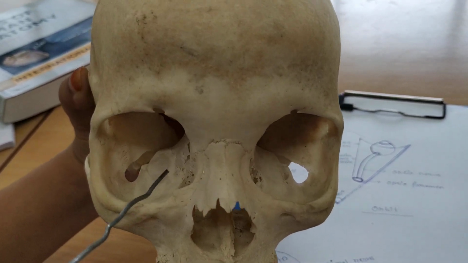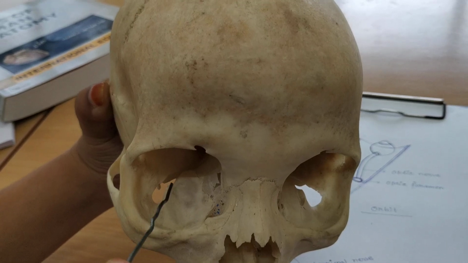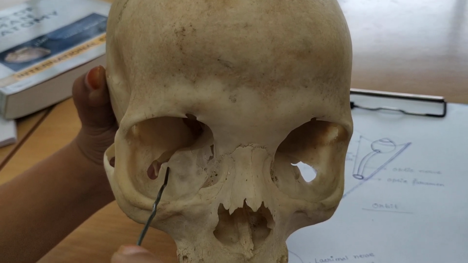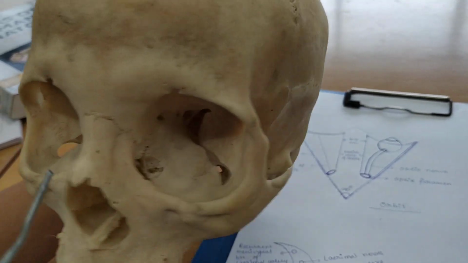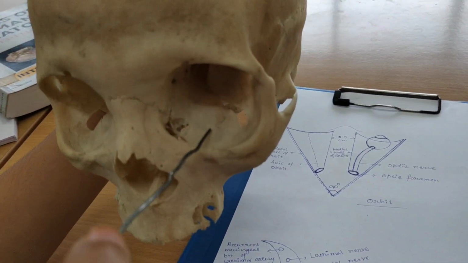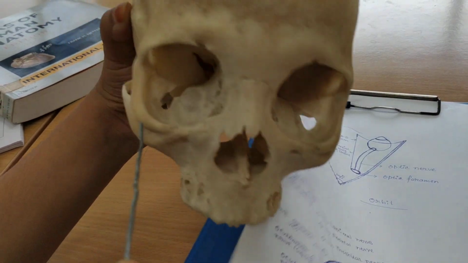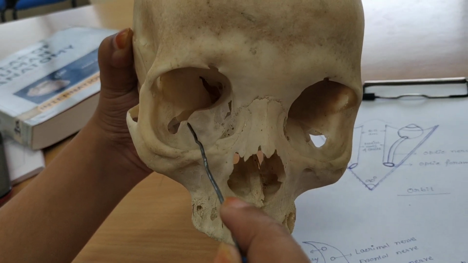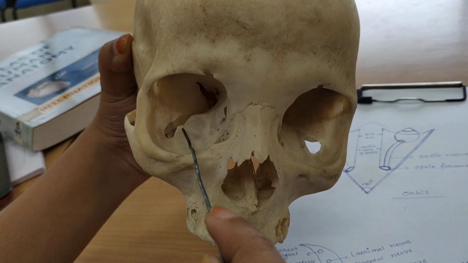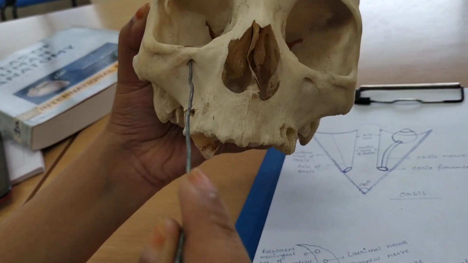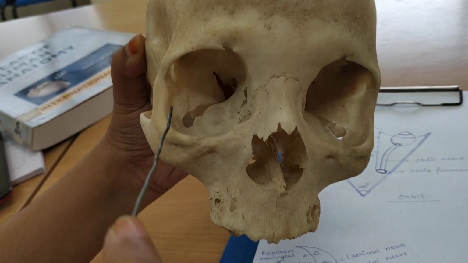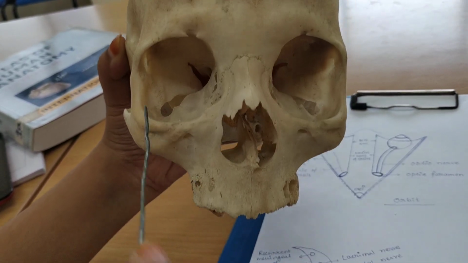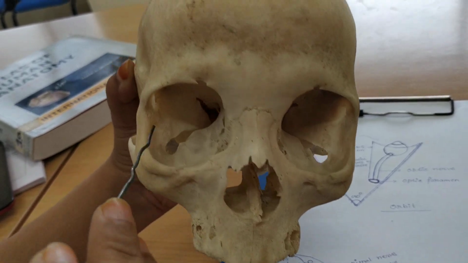In the floor, there is a groove or canal. This groove or canal is called the infraorbital groove or canal. This is the infraorbital groove or canal. Through this infraorbital groove or canal pass the infraorbital nerve and vessels, through the infraorbital canal to the infraorbital foramen.